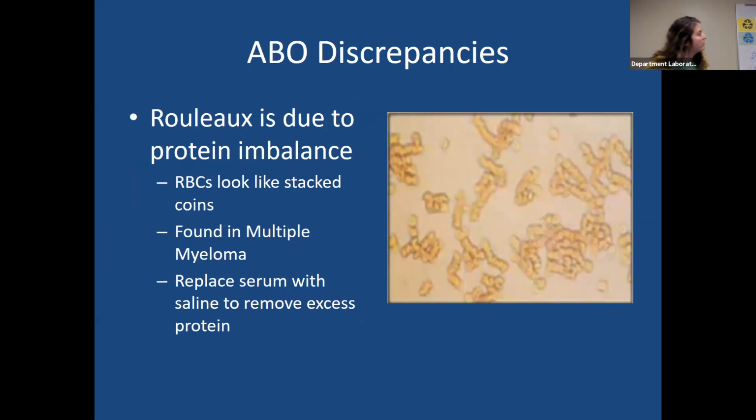And then if you were to look at Rouleau under the microscope, remember that it looks like a stack of coins. And in the blood bank, we can actually see that stack of coins when we look at the tube under the microscope. And a really good example, multiple myeloma patients will have this due to all of the excess protein, the excess production of immunoglobulins.